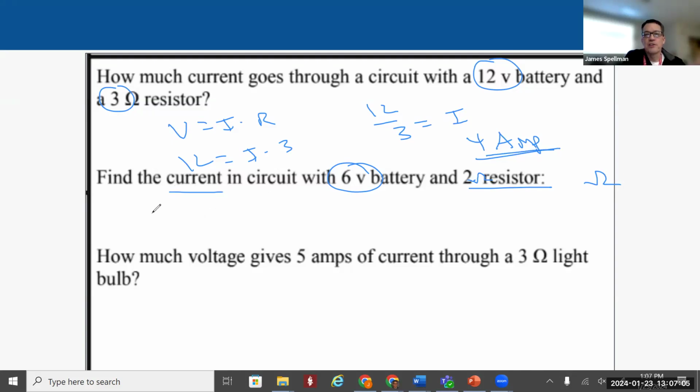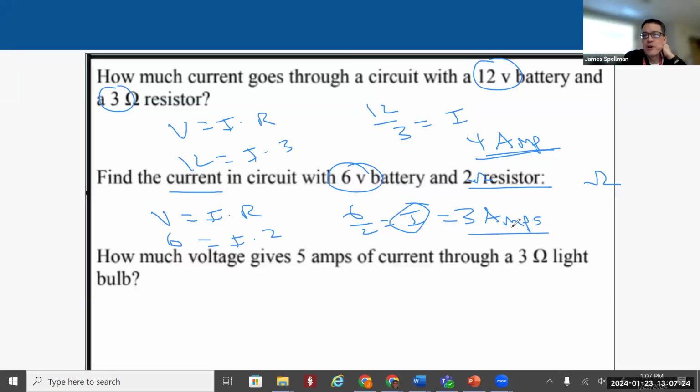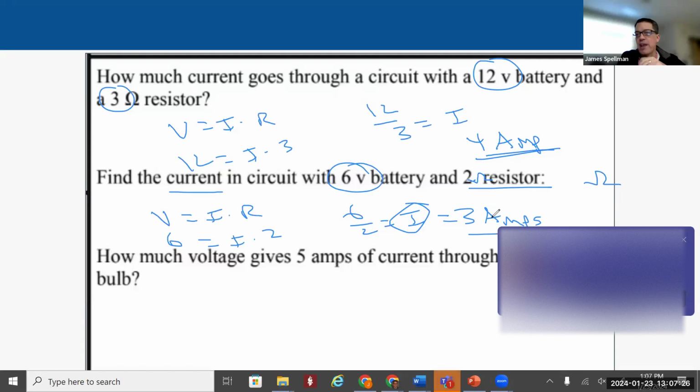But the current in this case, again, voltage is current times resistance. The voltage is 6. I don't know the current. The resistance is 2. What times 2 is 6, or 6 divided by 2 equals I. So our current is 3. And again, we use the letter I for current, but we use the units amp there at the very end.